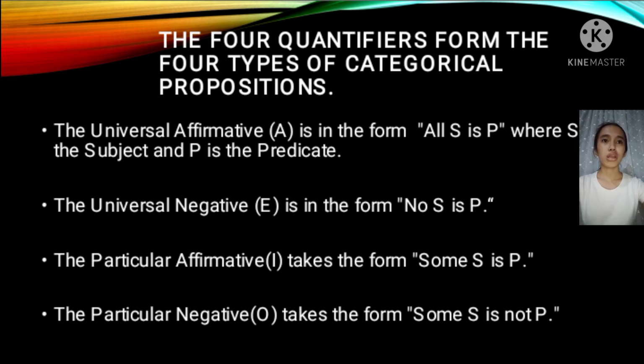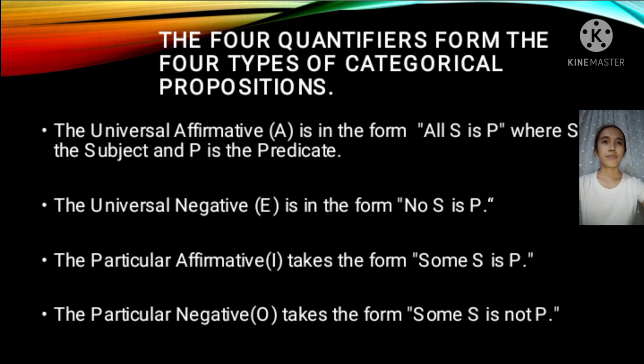Number 4. Determine the quality of the copula. The quality of copula, or the affirmative or negative, determines the quality of the proposition. Copula of A and I proposition are affirmative, while the copula of E and O proposition is negative.